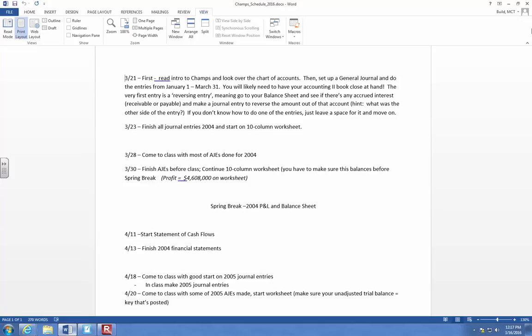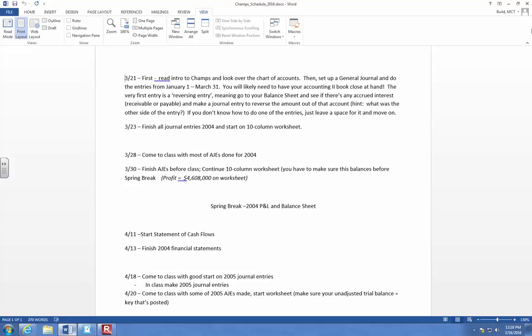I'm almost wondering, I think maybe you guys should try and get the journal entries done. Well, let's just do that, because I want you to spend time looking at the case itself. So you've got pages 1 through 6 that talk about it. Then you've got the chart of accounts. Then you've got the transactions.